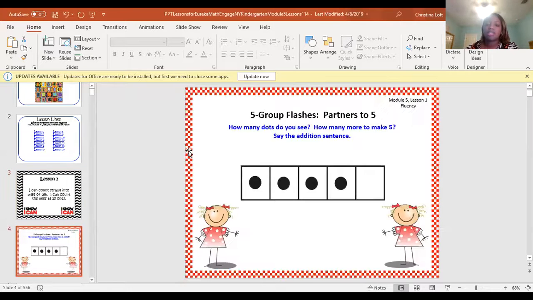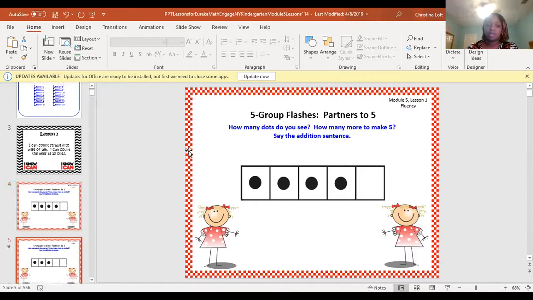So looking at this 5-group flash, how many dots do you see? 4, good. And how many more do you need to make 5? So a good way to figure that out, if you didn't get the answer, is I have 5 fingers up. I already have 4, so take 4 down and I have 1 left. Or you can count up. I have 4 fingers for the 4 dots. 1 more gives me 5. Let's go to the next card.